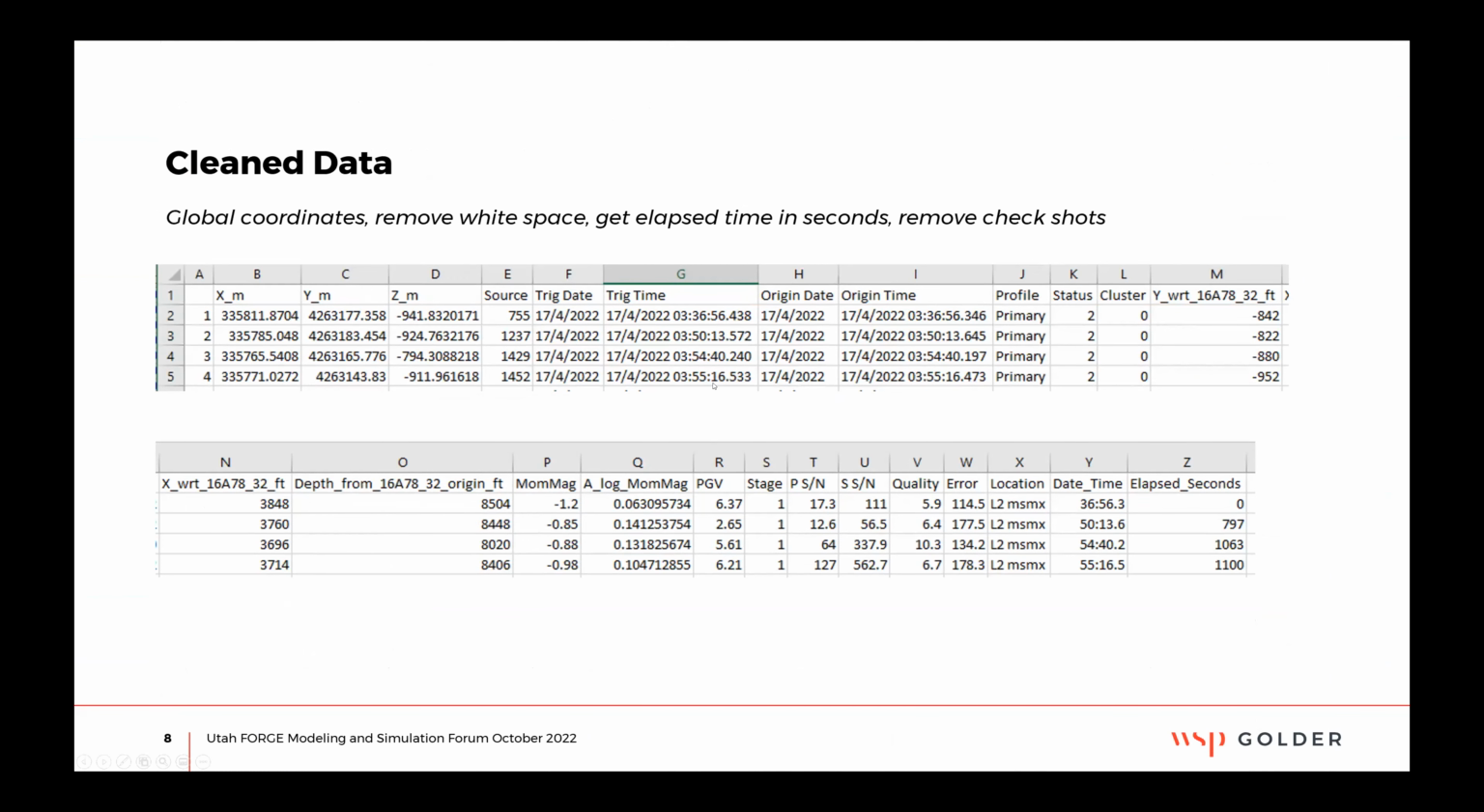I just wanted to show the first step in this process, which was to clean up the data so it would be easier to work with. Rob, if we are going to throw this out to the community, I think we can make this cleaned up data set available. People are welcome to do their own cleaning too. What we've done is move the coordinates to the global coordinate frame, remove white space in the data set, and calculate the elapsed time in seconds to allow for easier visualization of earlier events versus later events. We also removed the check shots from the microseismic data that we're using to identify planar features.